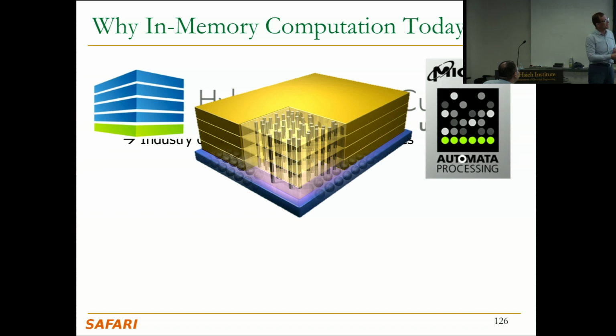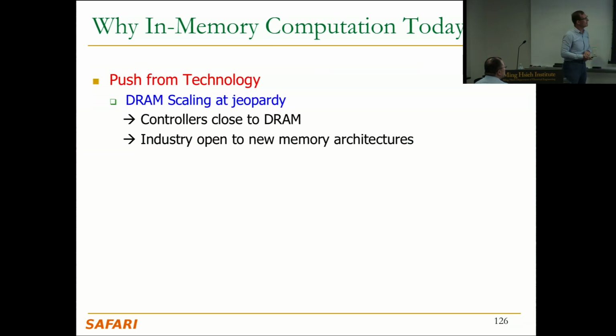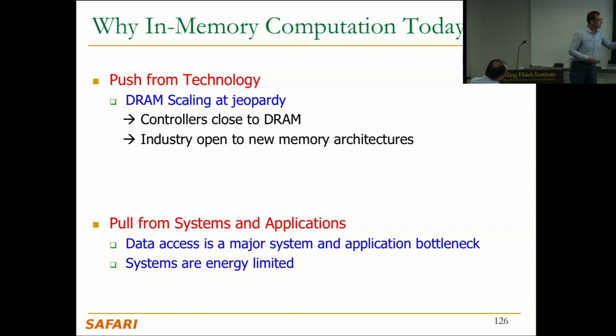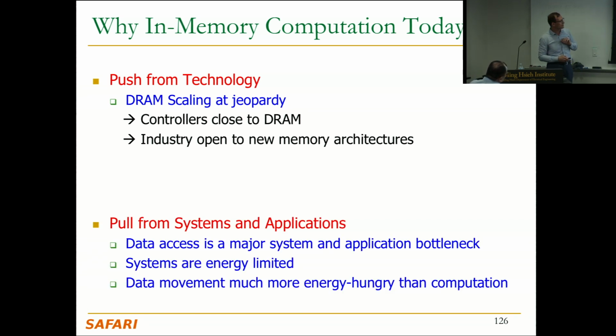And people are also experimenting with things like automata processing, where you could do deterministic finite automaton computation inside the row buffers of a DRAM chip. This is actually processing inside the row buffer. And there are experimental processors out there. This wasn't the case 10 years ago. And there's a huge pull from systems and applications that we talked about, though. That's the summary of the previous part of the talk.